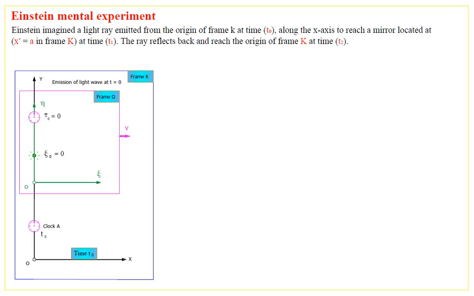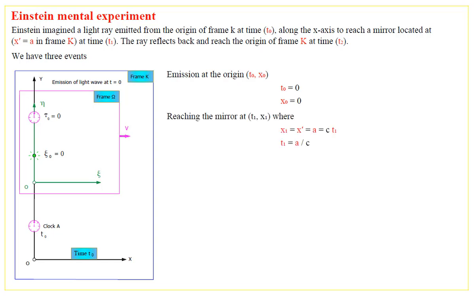Einstein's mental experiment. Einstein imagined a light ray emitted from the origin of frame k at time t0 along the x-axis to reach a mirror located at x prime equals a in frame k at time t1. The ray reflects back and reaches the origin of frame k at time t2. We have three events. Emission at the origin, t0, x0. Reaching the mirror at t1, x1, where. Reflecting back to the origin at t2, x2, where.